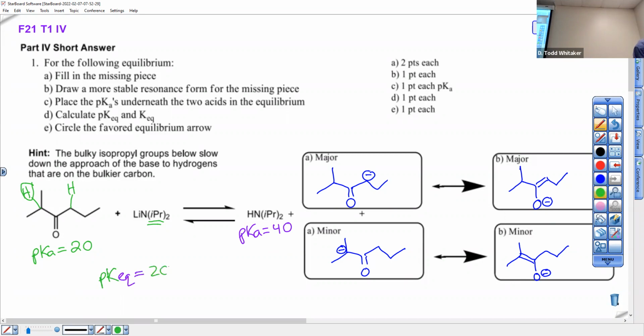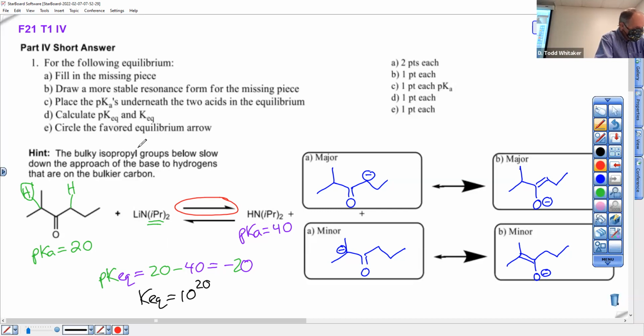20 minus 40 negative. Sorry, sometimes I got carried away with the colors. There you go. And then KEQ, 10 to the 20. Oh, that's big time. Big time. Circle the arrow going to the right. We knew that before we even did the math, right? 40 is a lot more stable than 20. Equilibrium favors the 40. So in terms of acid base, equilibrium favors this one.